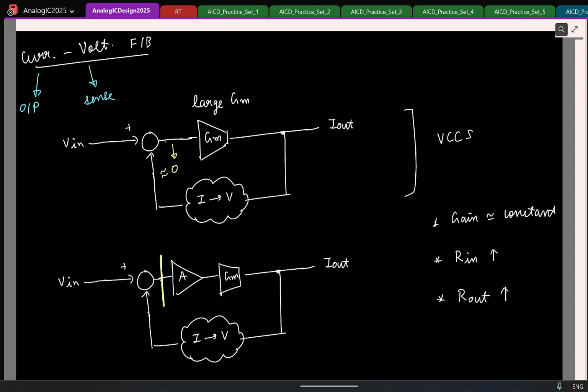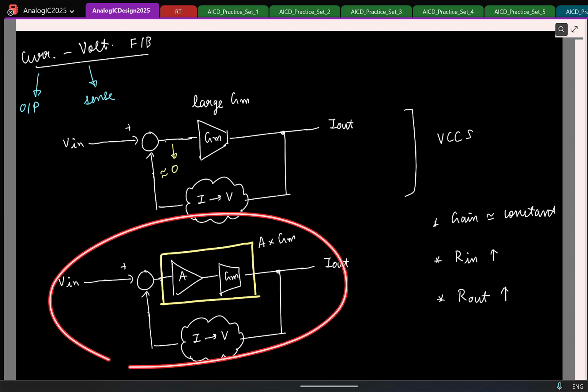Now if I put this in a yellow box and sell it to you, at the input you have a voltage, at the output you are pumping out a current. What is the overall transconductance of this block? A into gm, is that clear? So this is one way to get a large GM. You don't have to sit and make one GM which has a really large value. You can do this. So let's actually try to make this in circuit.